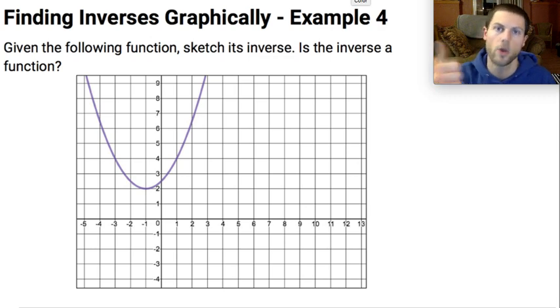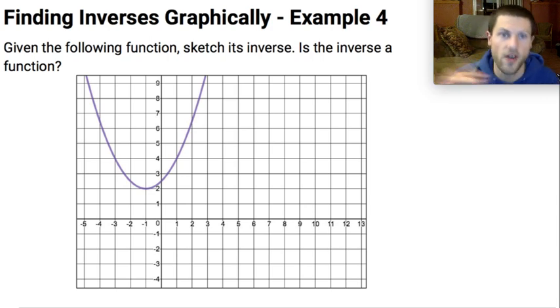So far we've talked about what inverses are, what they look like, how to determine if the inverses are functions, verifying that two functions are inverses. Now let's actually do some finding of these inverses. First we'll start off graphically.